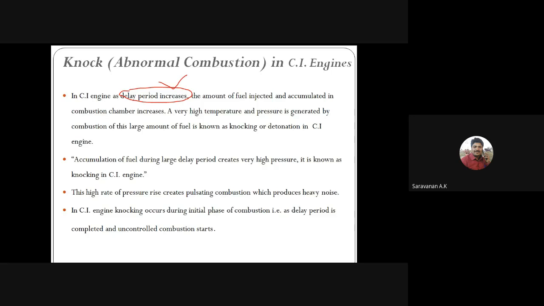ஸோ while increasing the delay period, so what will happen, the amount of fuel injected gets more, ரைட்டா? ஸோ ஃபியூல் இன்ஜெக்டட்ன்றது அதிகமா இருக்கும், ரைட்? ஸோ அதிகமான ஃபியூல் இன்ஜெக்டட் அக்குமுலேட் ஆகிட்டே இருக்கும், ரைட்டா? The amount of fuel injected will be accumulated in the cylinder, right? It will be accumulated in the combustion chamber, right? That also increases, right? If the delay period increases, right?